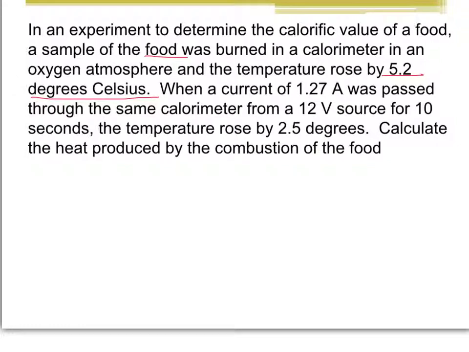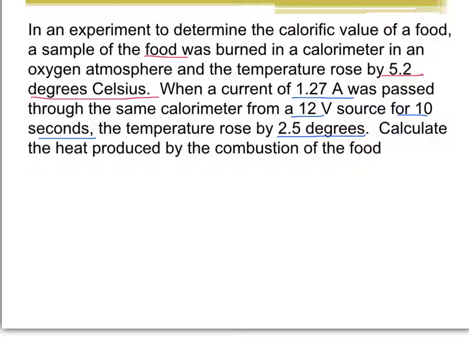On the other hand, we see that the problem tells us that when we flow this current through a 12 volt source for 10 seconds, the temperature rose by 2.5 degrees. So we can therefore associate this temperature increase with the calibration of the calorimeter. So now that we know that, we can approach our two-step process using this information. So the first thing we have to do is the calculation for the calibration of the calorimeter.